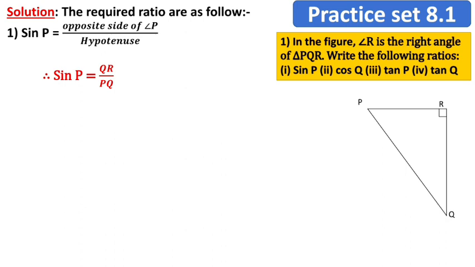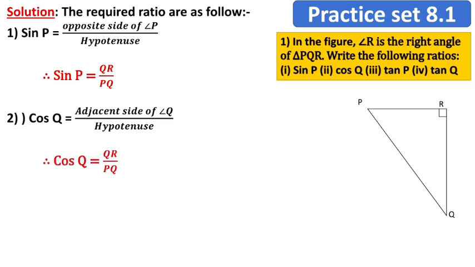The second ratio we have to find is cos Q. Cos Q formula is what? Adjacent side of angle Q upon hypotenuse. As per the angle Q, the opposite side is PR. So, the adjacent side will be what? QR. Very good. And our hypotenuse is PQ. So, QR upon PQ.